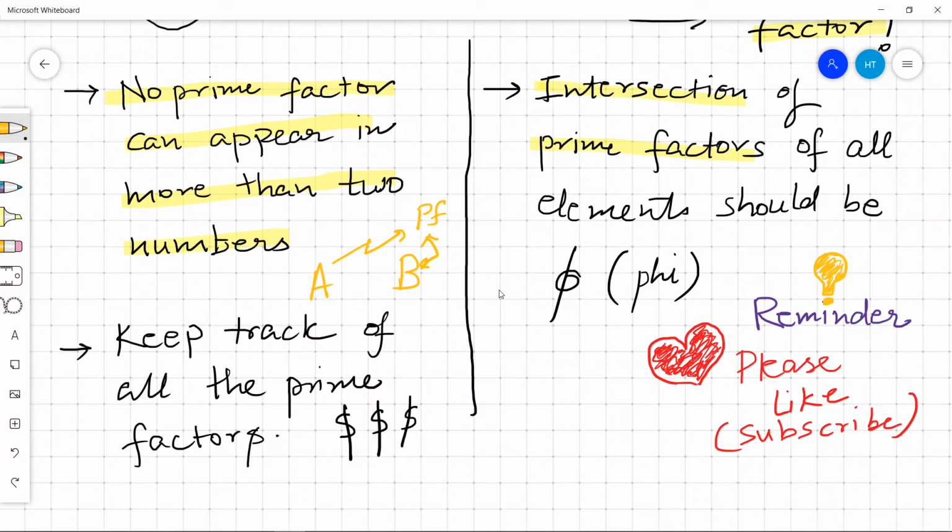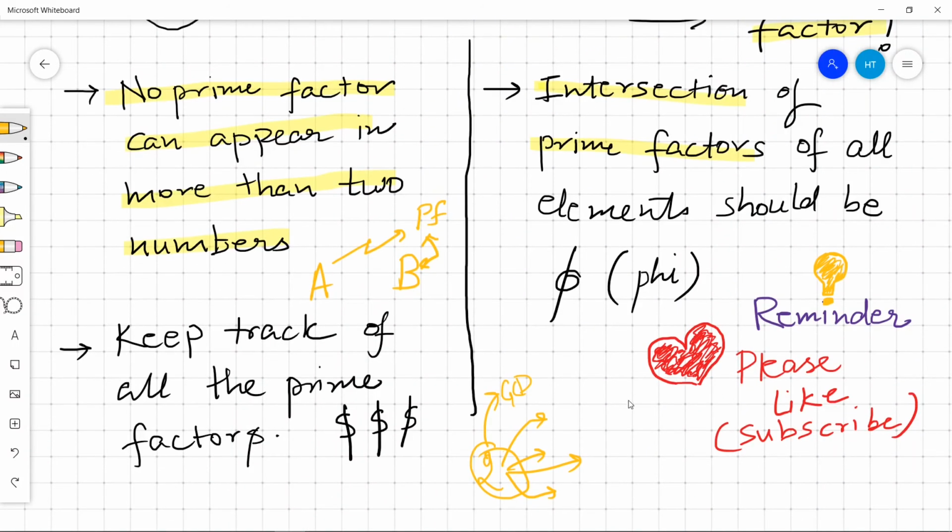For setwise coprime, we just need to find the intersection of all the prime factors of the elements. If a prime factor is appearing in all the elements, suppose 2 is appearing in all the elements, that means 2 will be present in the greatest common divisor. So we just need to check if the intersection of all the prime factors of all elements is empty or not.